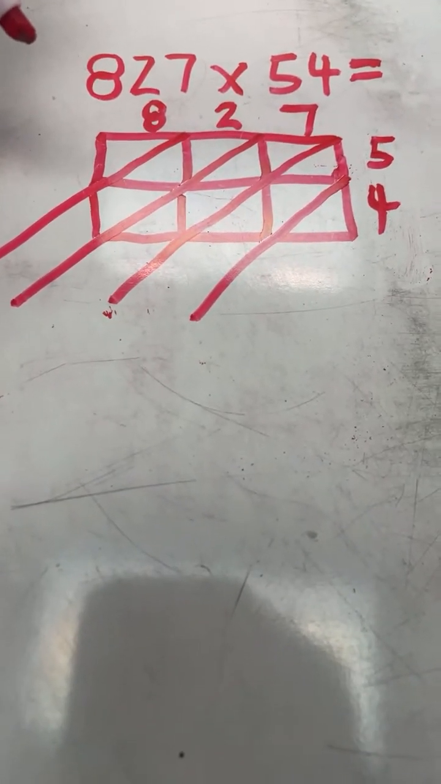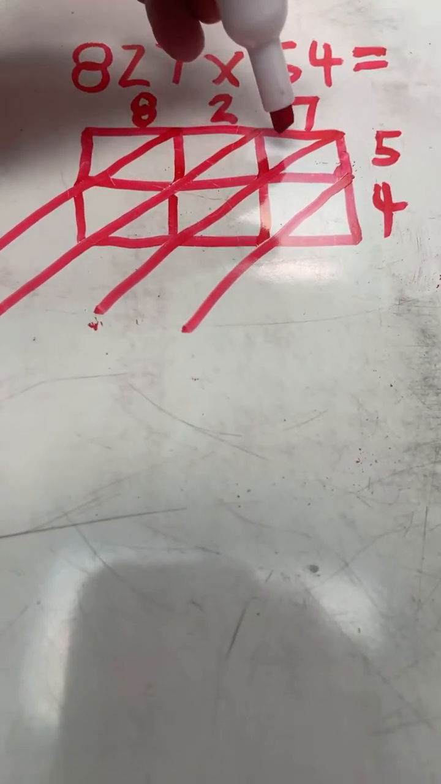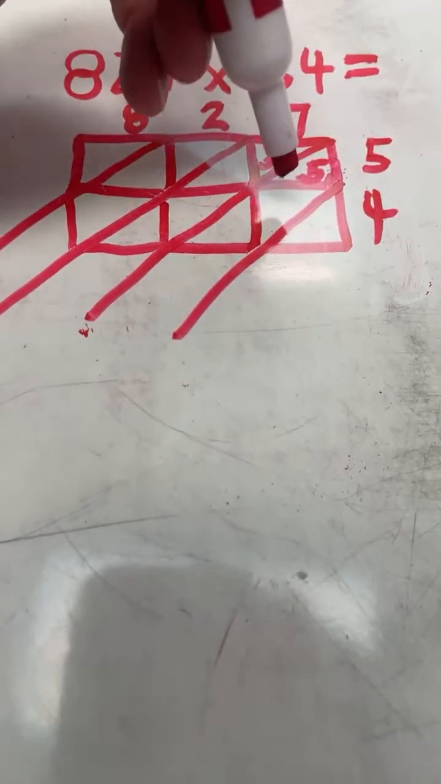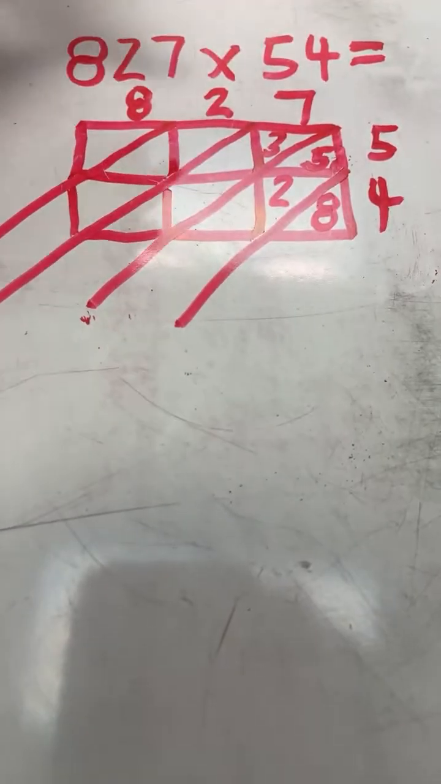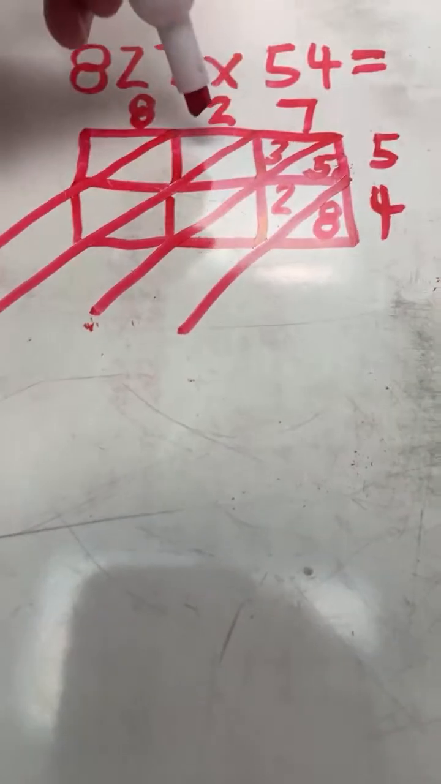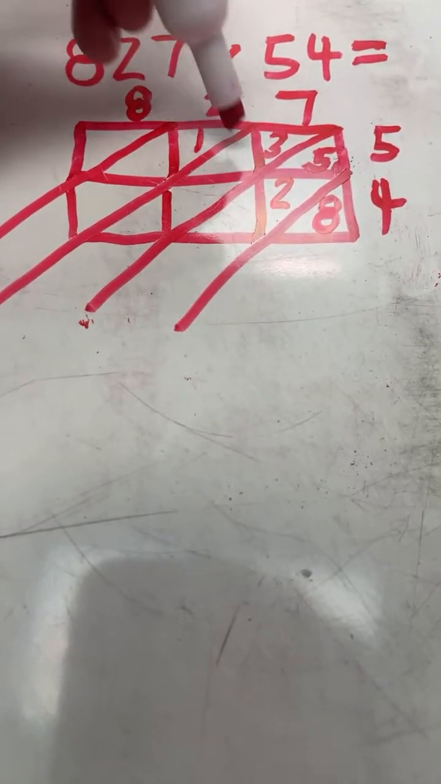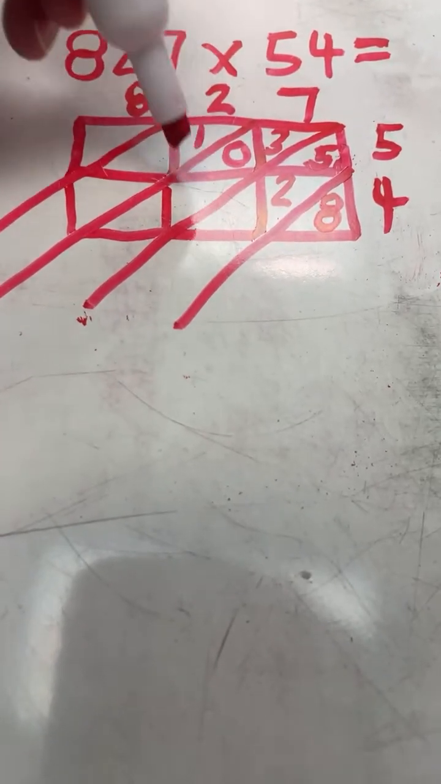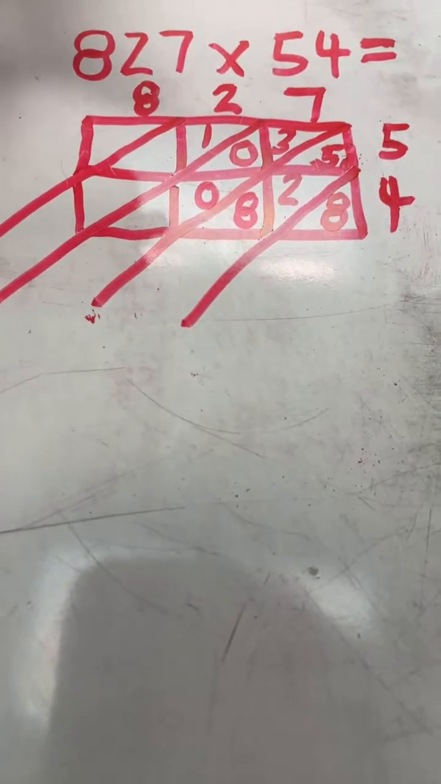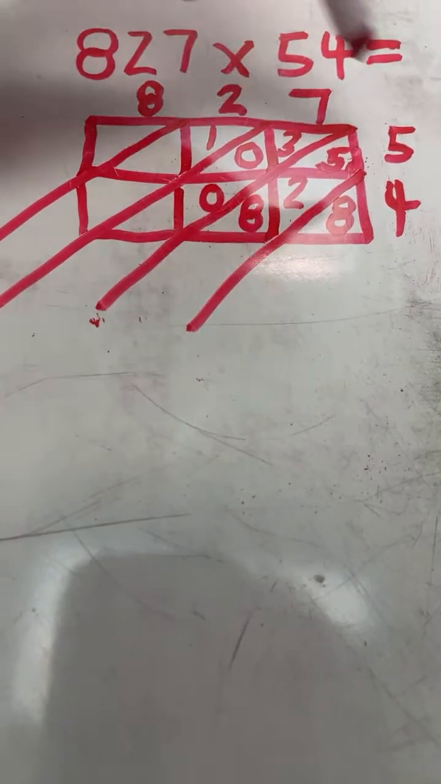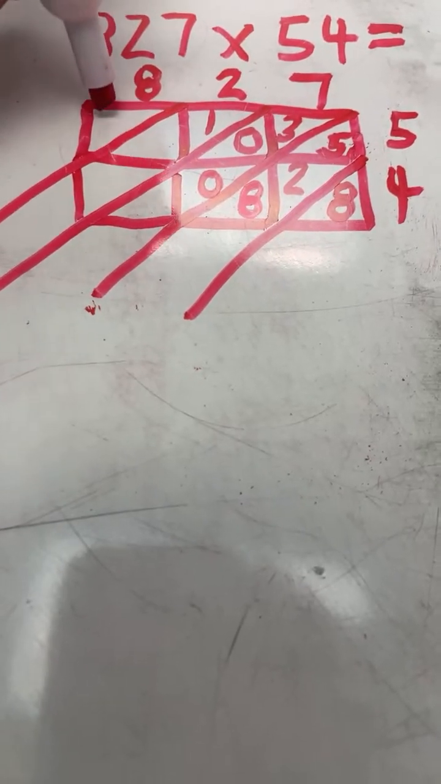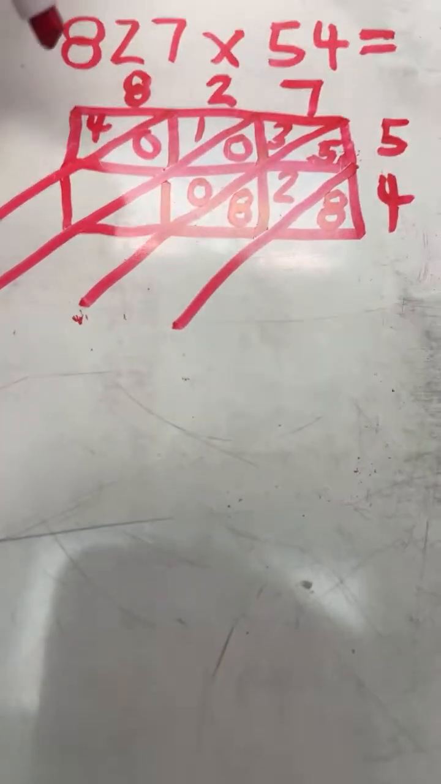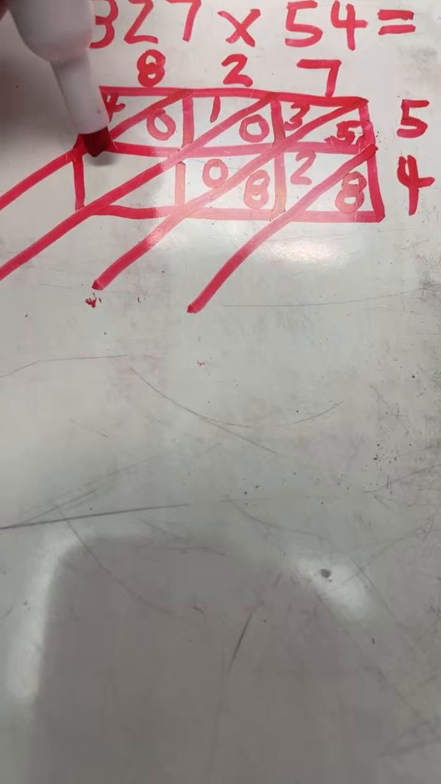And now we multiply. 7 times 5 equals 35. So we have a 3 and a 5 there. 7 times 4 equals 28. 2 and 8. 2 times 5, the answer to 2 times 5 goes in this square. 2 times 5 equals 10, so we're going to put a 1 and a 0. 2 times 4, the answer to 2 times 4 goes in this square here, so we're going to put a 0 and an 8. 8 times 5 equals 40. The answer to that goes in this square, so we're going to put a 4 and a 0. And 8 times 4 equals 32. The answer to that goes in this square. We're going to put a 3 and a 2.